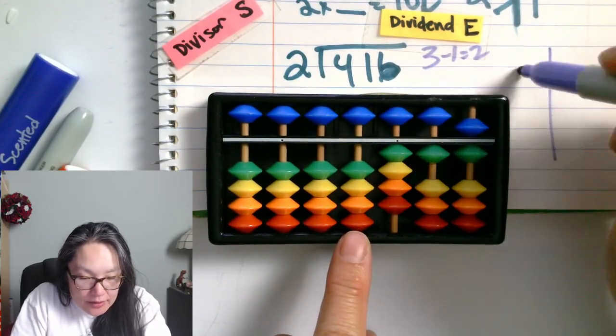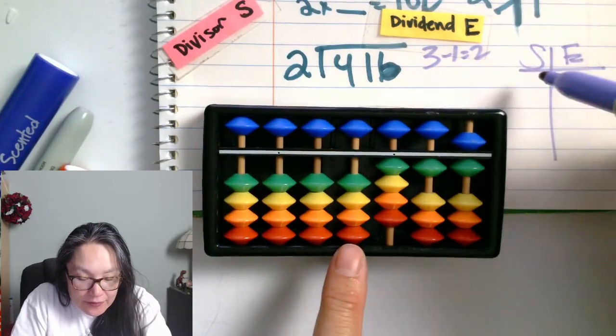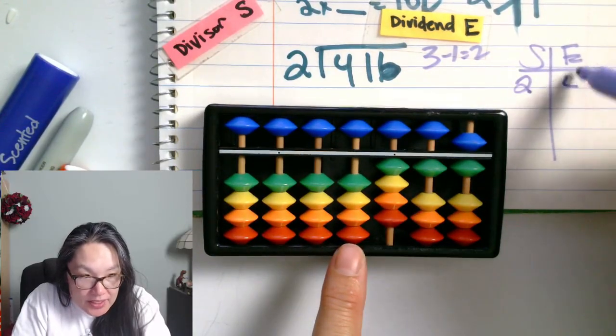Our dividend and our divisor. Our divisor is 2, our dividend is 4.